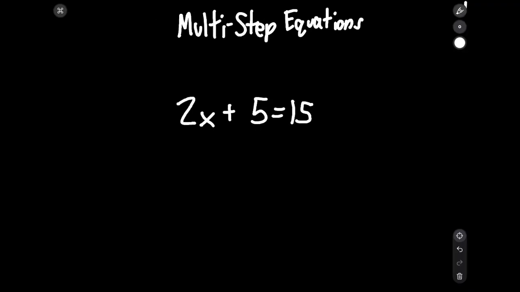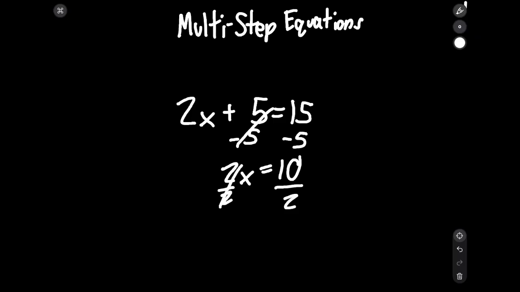For our first example, we have 2x plus 5 equals 15. First we must subtract 5 from both sides. So minus 5, this cancels out, minus 5, that's 10. So then 2x equals 10, and then we divide 2 on both sides to isolate x. Divide by 2, and then we get x equals 5.